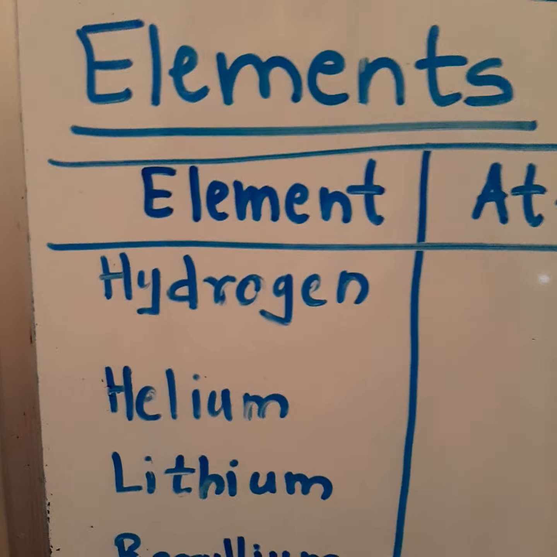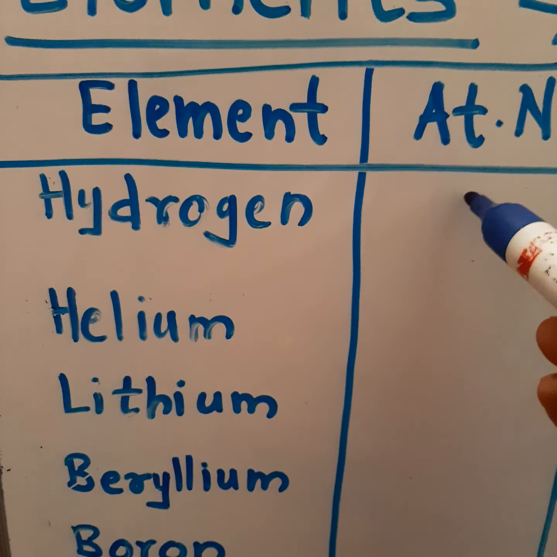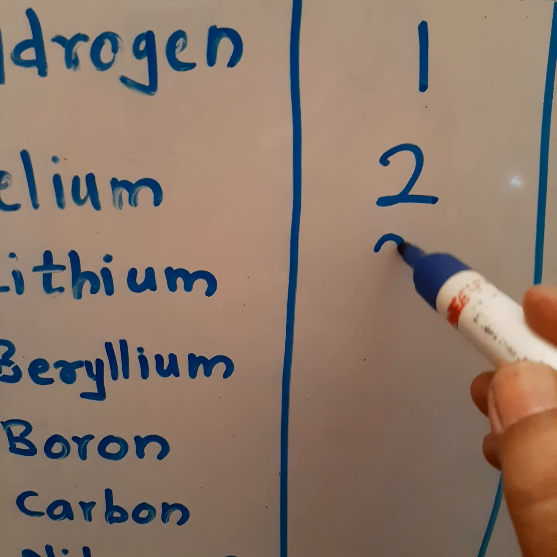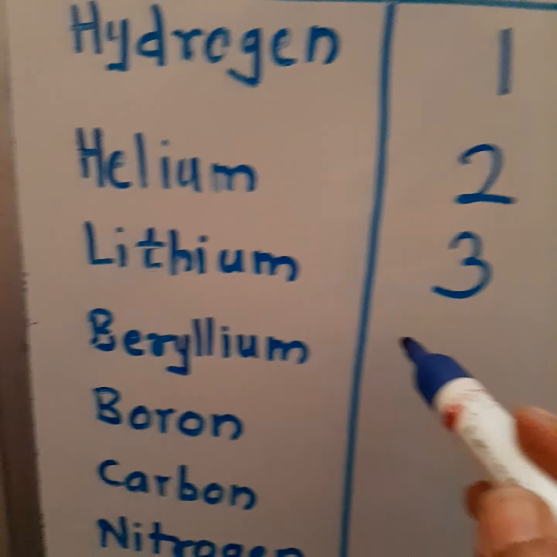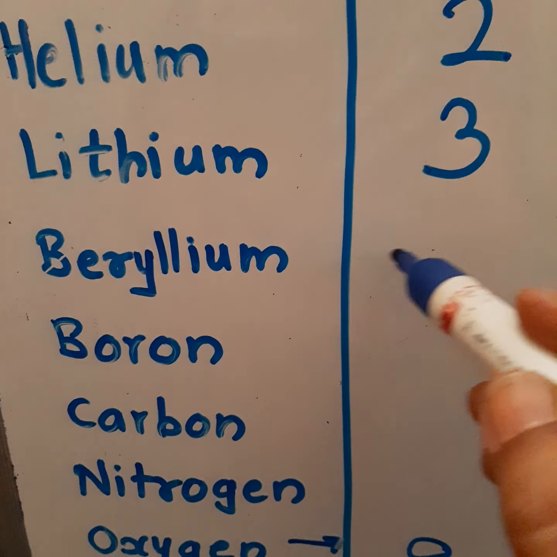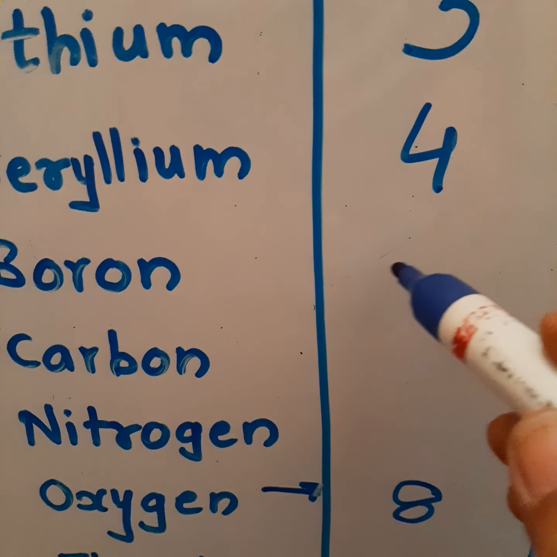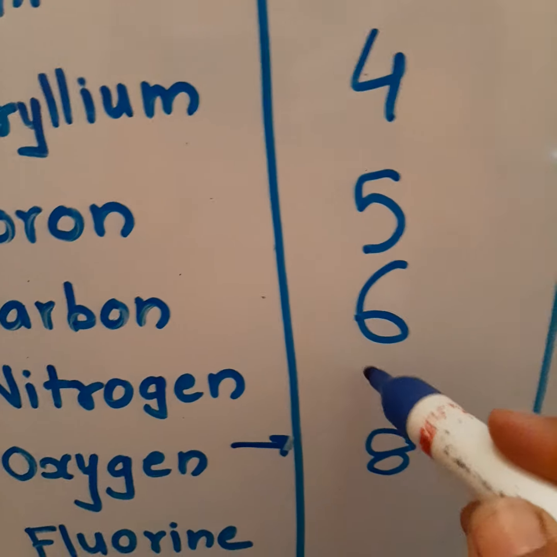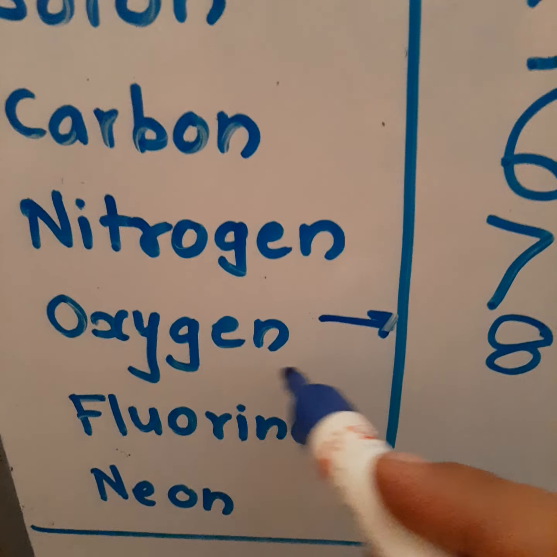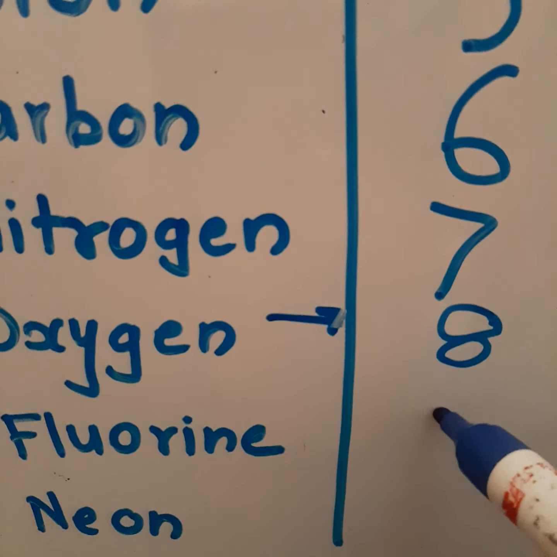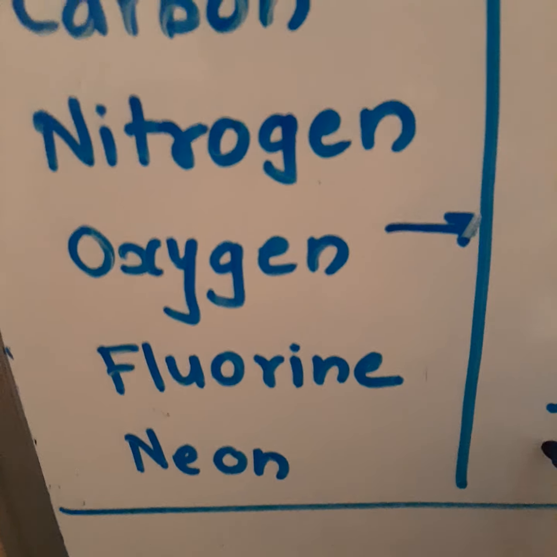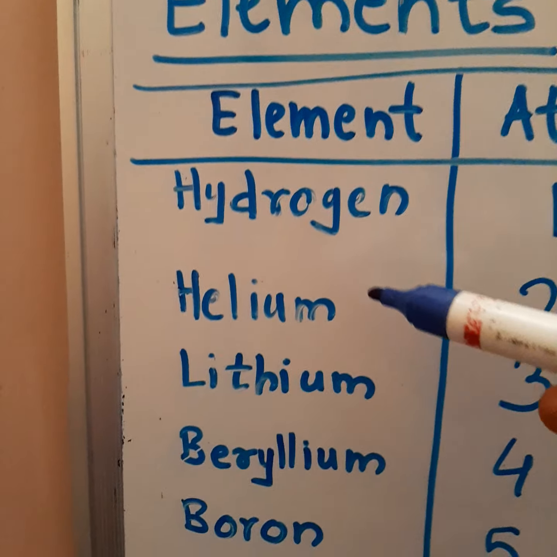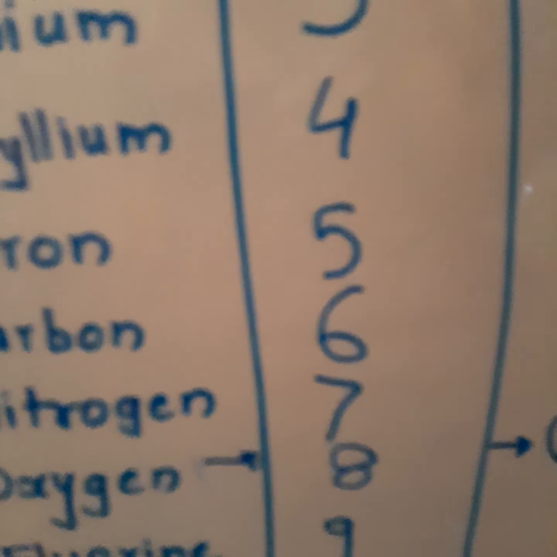First of all, we are going to write the atomic numbers. The atomic number of hydrogen is 1. The atomic number of helium is 2. Lithium is 3. The atomic number of beryllium is 4, boron is 5, carbon is 6, nitrogen is 7, oxygen is 8, fluorine is 9, and neon is 10. So we have taken the elements in increasing order of their atomic numbers.